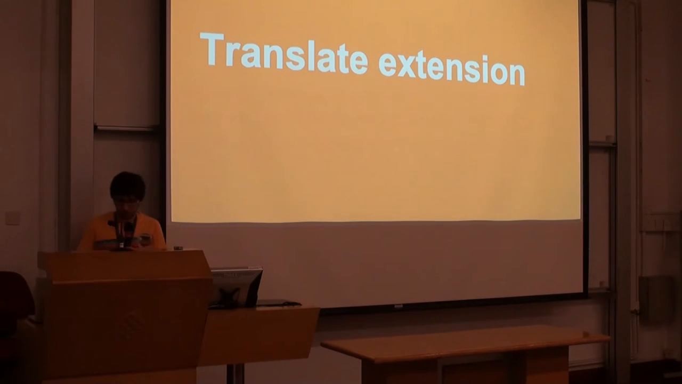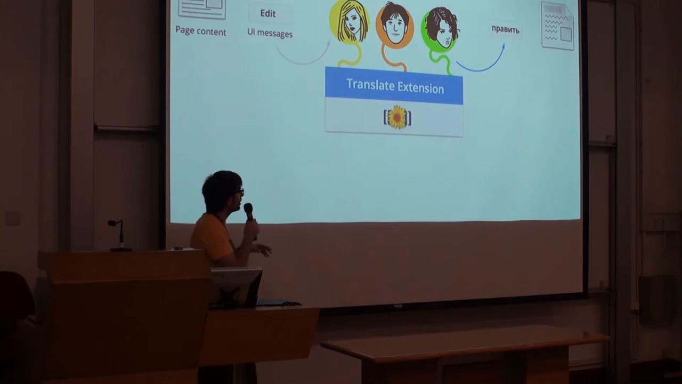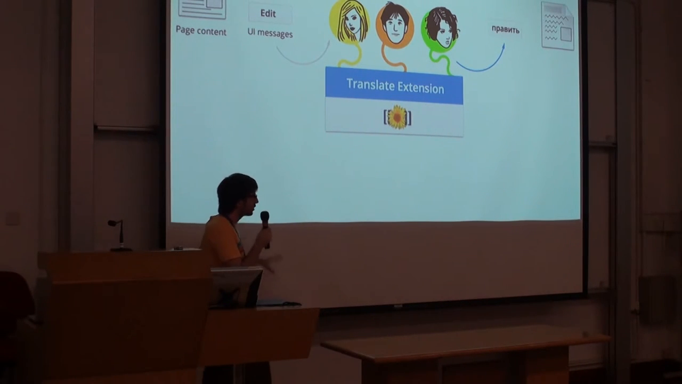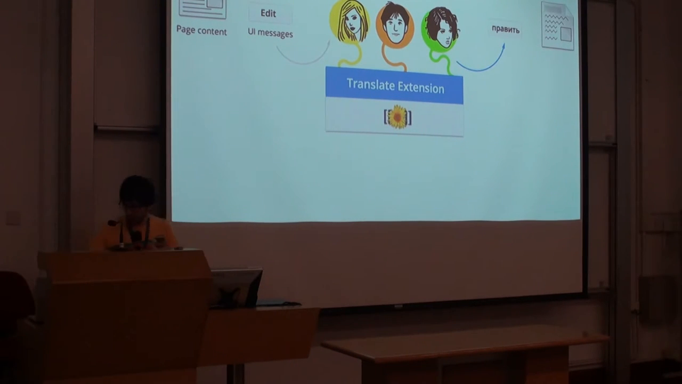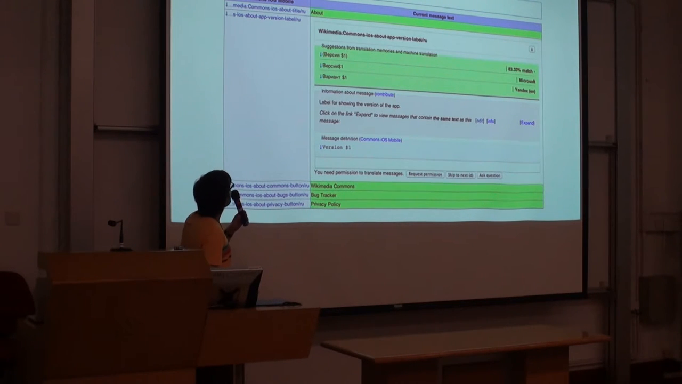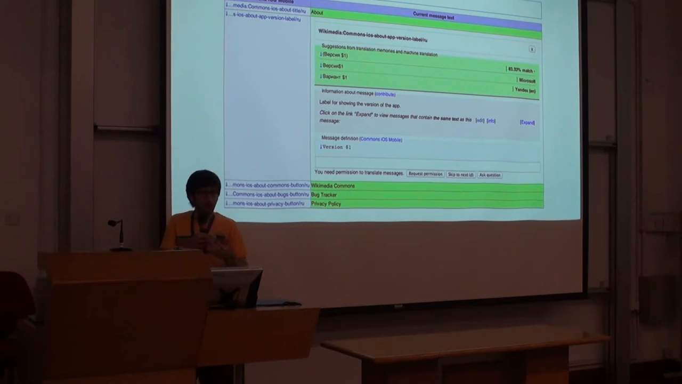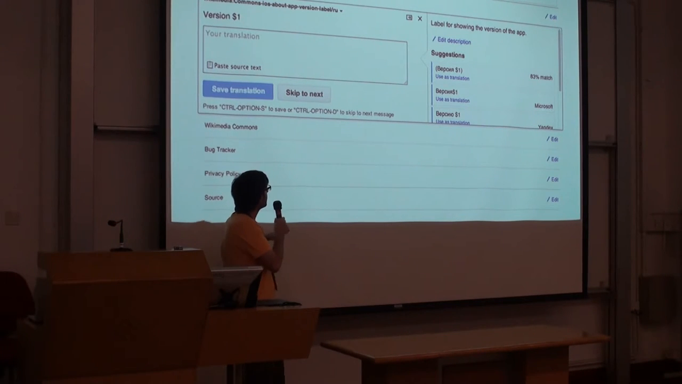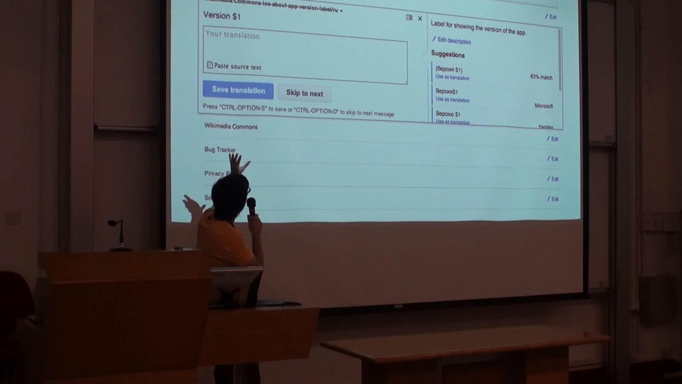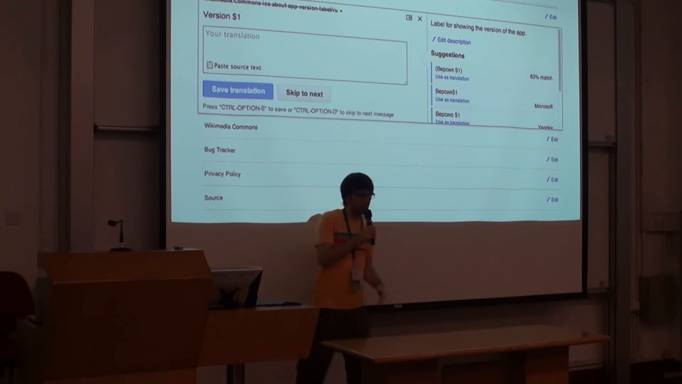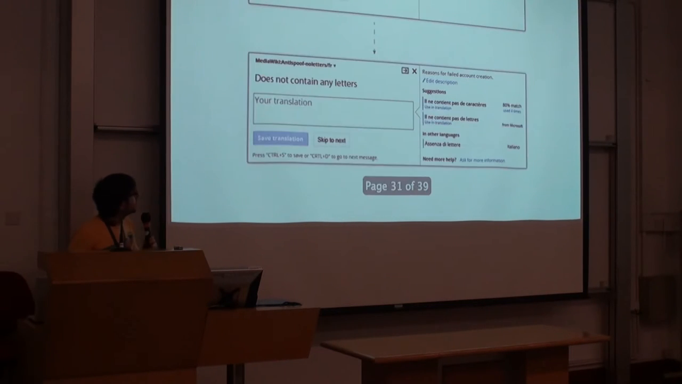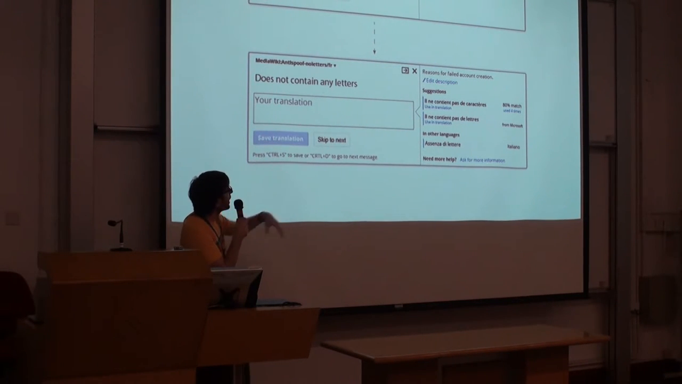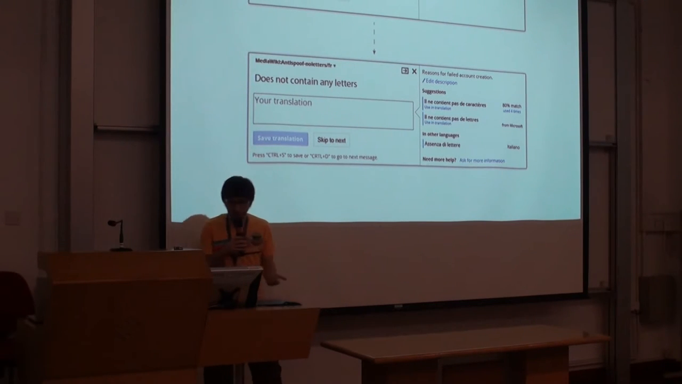There's another project, the Translate extension, which basically is an extension that allows both user interface messages and some content to be translated by a community of translators. And until last year, this was the user interface. What we try is to make the workflow more fluent and provide a clear separation between the translation actions and the translation aids. This is the basic schema. We have provided a clear translation area, and some aids for the translator that can include suggestions in different languages.